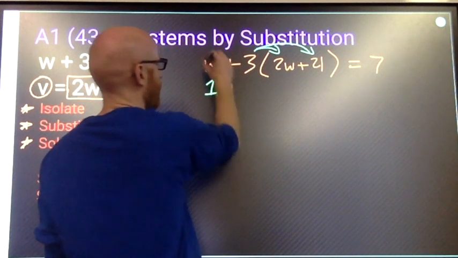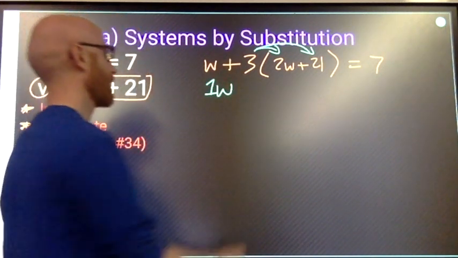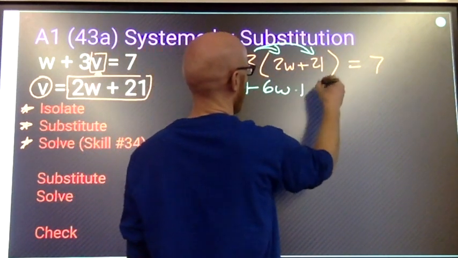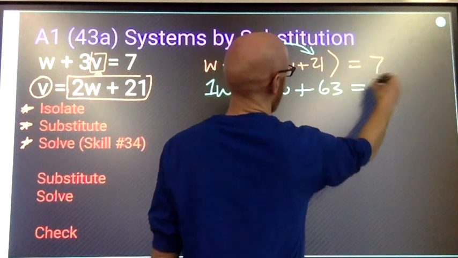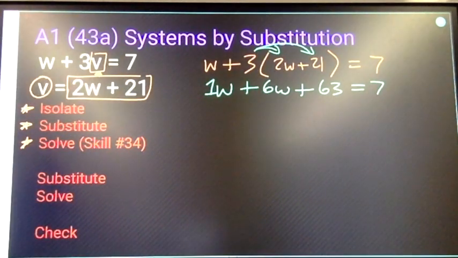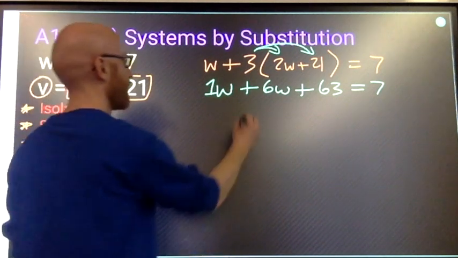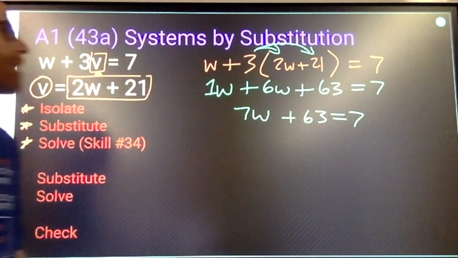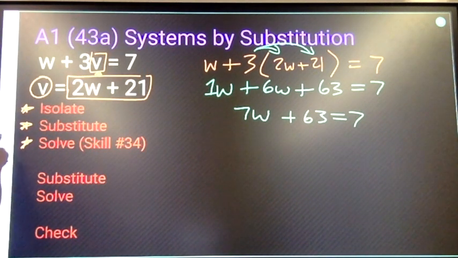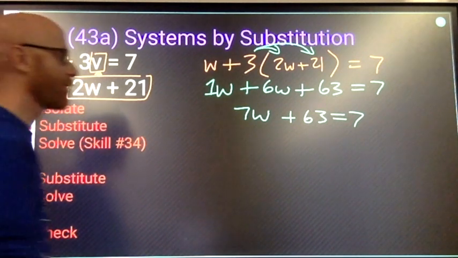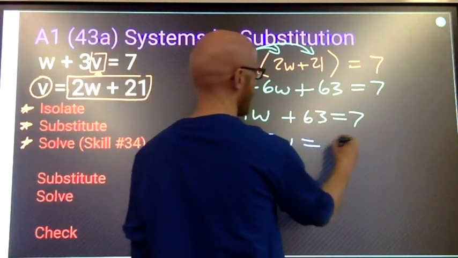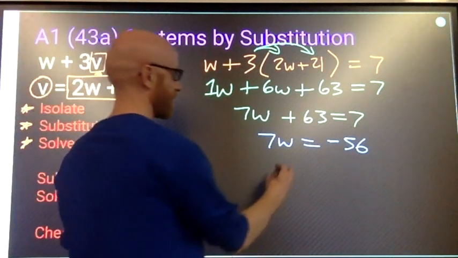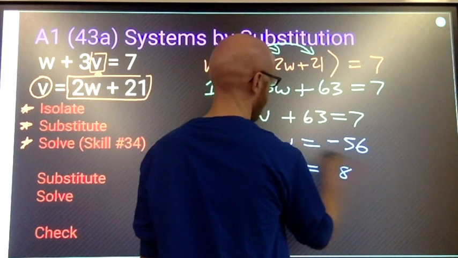Distribute. w is the same as 1w. I might want to write that for later. 3 times 2 is 6 w's. 3 times 21 is 63. Combine like terms: 7 w's. Opposite operations. Subtract 63 from both sides, we get 7 w's equals negative 56. Divide by 7 on both sides, w equals negative 8.